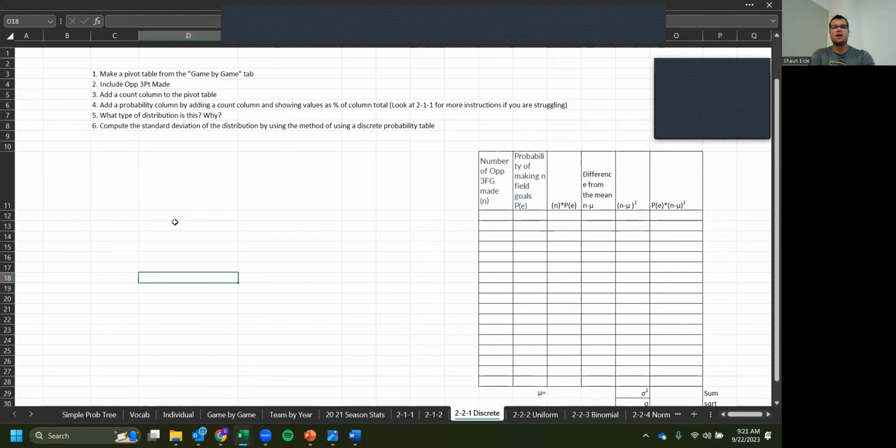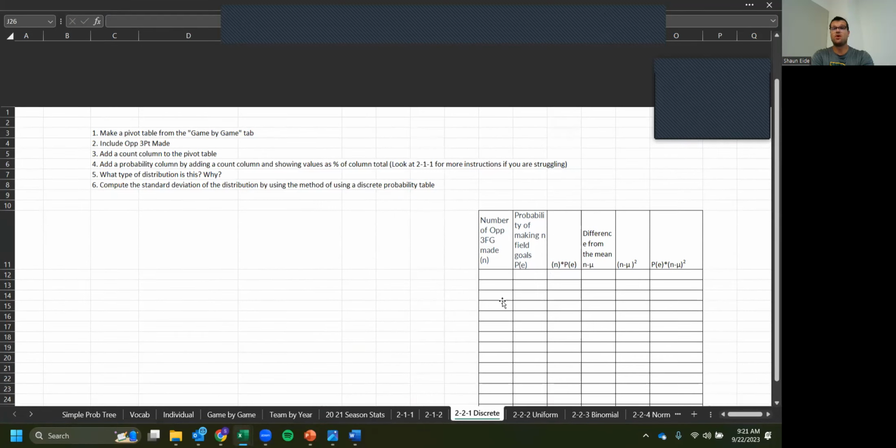All right, so we are going to go over discrete probability distributions. With discrete probability distributions, you have a whole bunch of different discrete outcomes, and you have the probabilities associated with each of those outcomes.